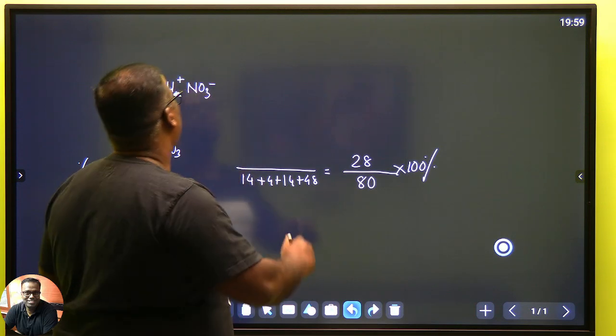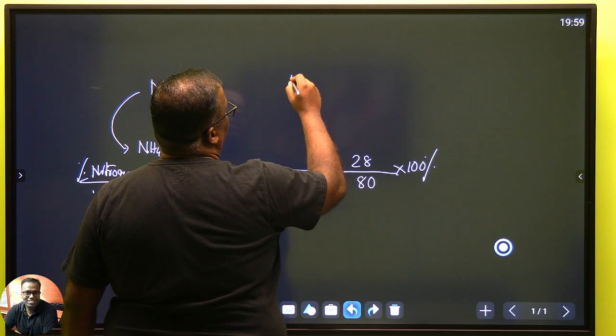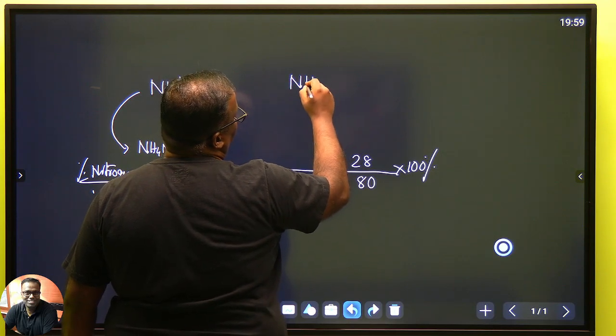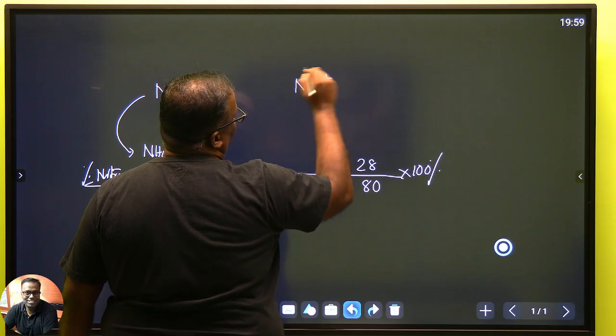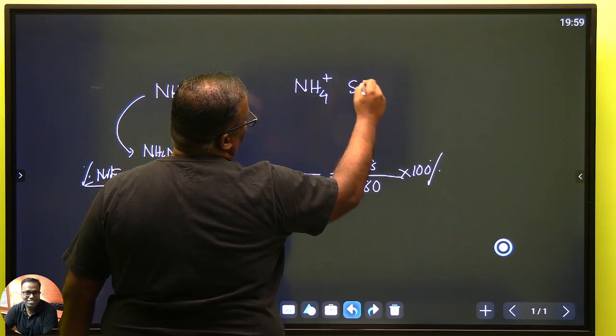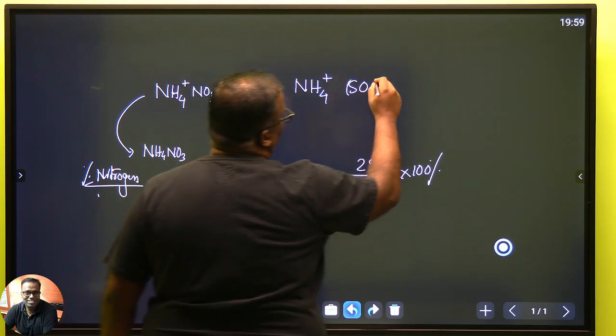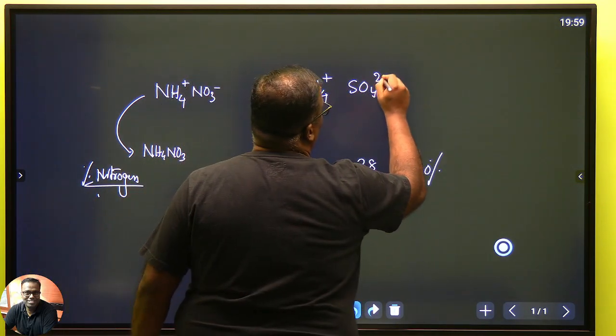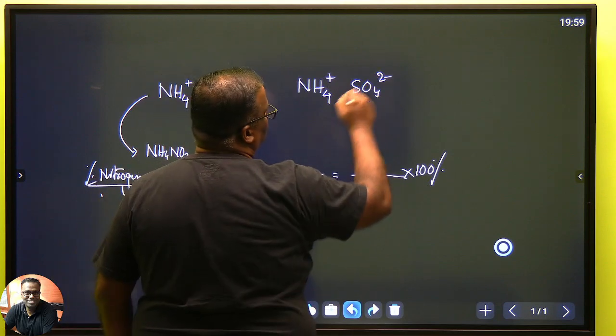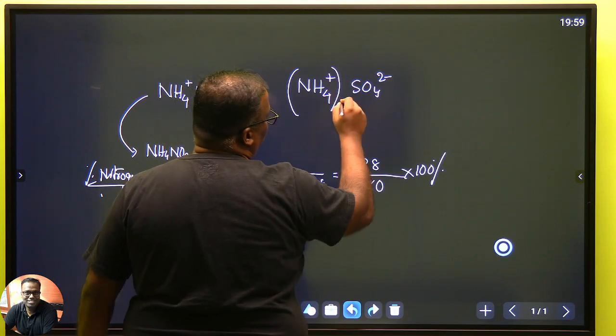The next compound they have given us is ammonium sulfate. Okay, let's write the formula of ammonium sulfate. Ammonium as an ion is always what? NH4 plus. Sulfate is what, beta? SO4 2 minus. Sulfate is always SO4 2 minus. So how will our compound be? Our compound will be NH4 2 SO4.